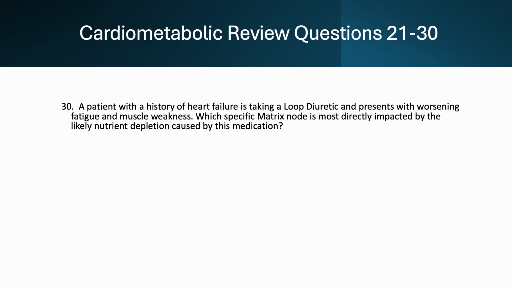Question number 30. A patient with a history of heart failure is taking a loop diuretic and presents with worsening fatigue and muscle weakness. Which specific matrix node is most directly impacted by the likely nutrient depletion caused by this medication? A, biotransformation. B, energy. C, communication. D, assimilation. And the correct answer is B, energy.